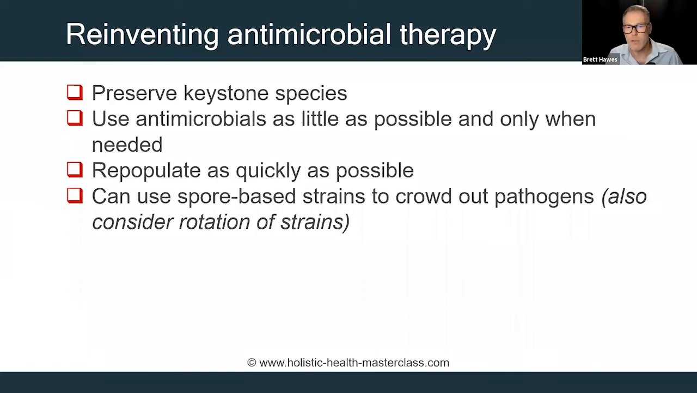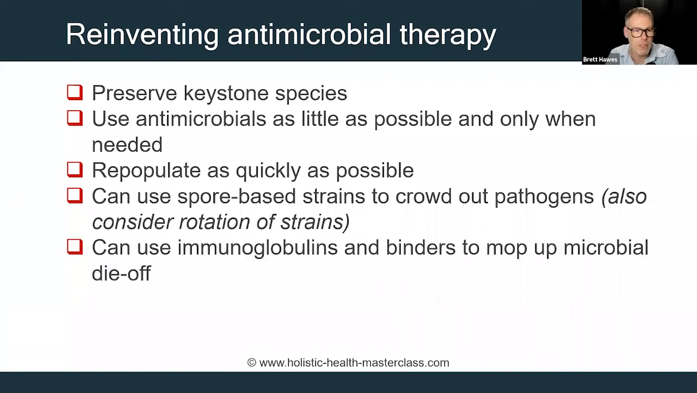Okay, so we can use spore-based strains. We can also consider rotating strains. What's cool is when you want to get really granular, you can actually see on some of the testing that there's certain strains of beneficial bacteria that feed on certain substrates, that feed on certain types of prebiotics. So having those types of tests in hand can really help you to dial in what types of foods that person should be eating and what types of prebiotics are really going to help feed their microbiome.